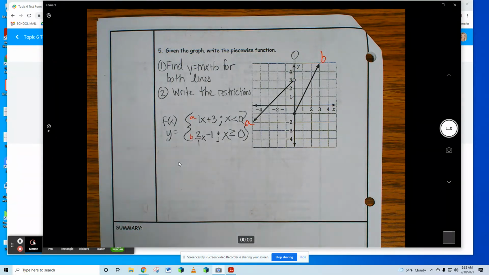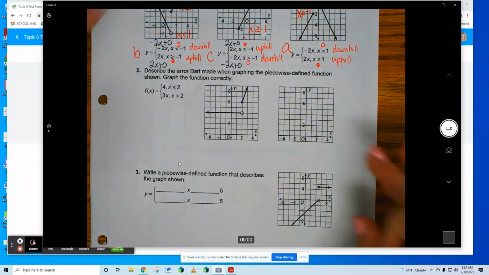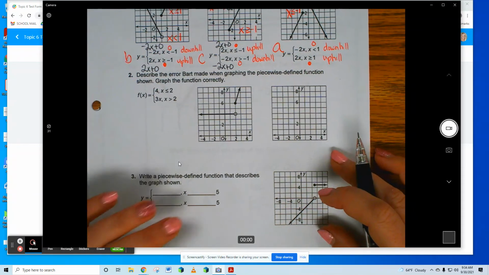Okay, next thing I need to talk to you about. I want to do some of these samples here on this page because I'm giving you something else for homework. All right, number 2.